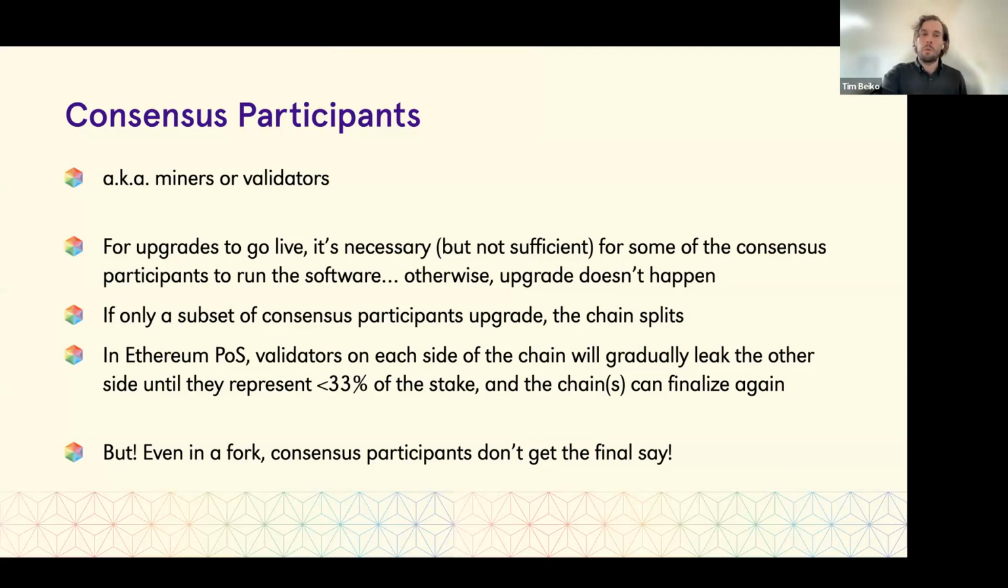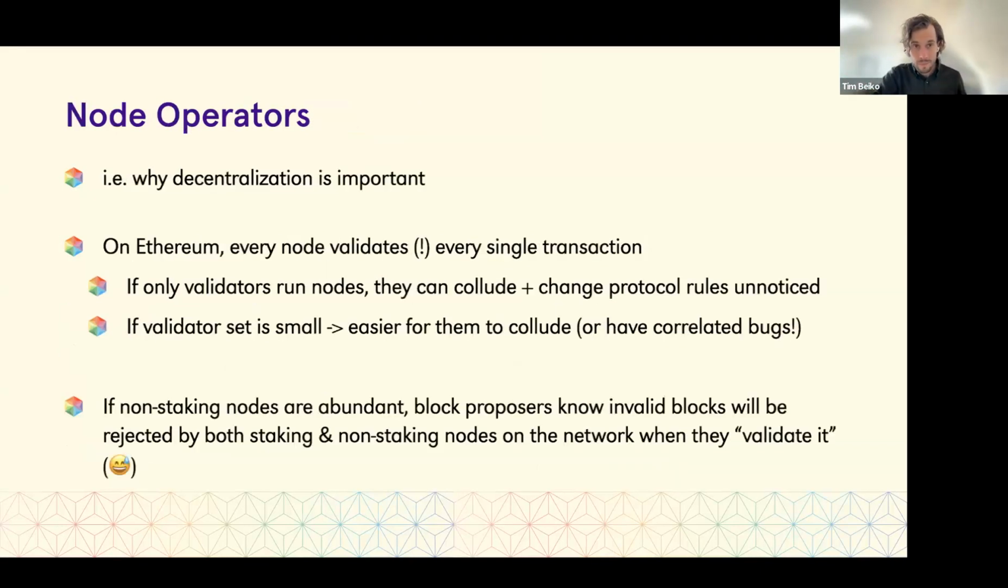And on Ethereum, the way we resolve these splits at the consensus level is that validators on each side of it would gradually leak or burn the other set of validators' balances until they represent less than a third of the stake. And then that chain could finalize with its protocol rules. So consensus participants obviously have an important voice in the process, but they also don't get a final say on the entirety of the network.